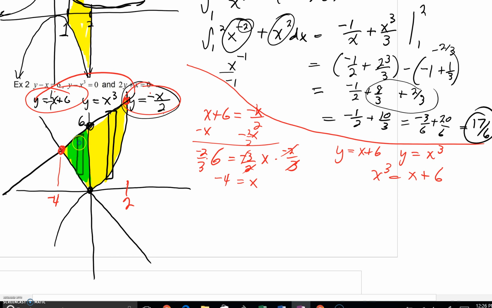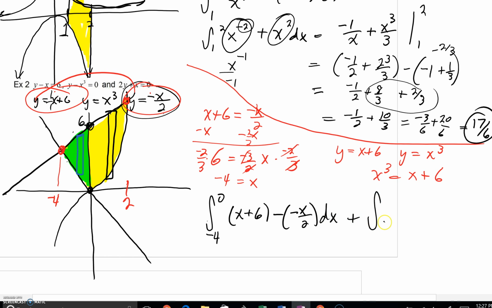Look, I've got two separate regions that I'm going to have to work out. I've got this green region where the bottom boundary is different. So I'm going to integrate the green region. I'm going to go from negative 4 to what? Negative 4 to 0. What's the top? The top is x plus 6. What's the bottom? Negative x over 2. Then I'm going to say, now wait a minute, I'm going to go from 0 to 2. What's the top? x plus 6. What's the bottom? x to the third.